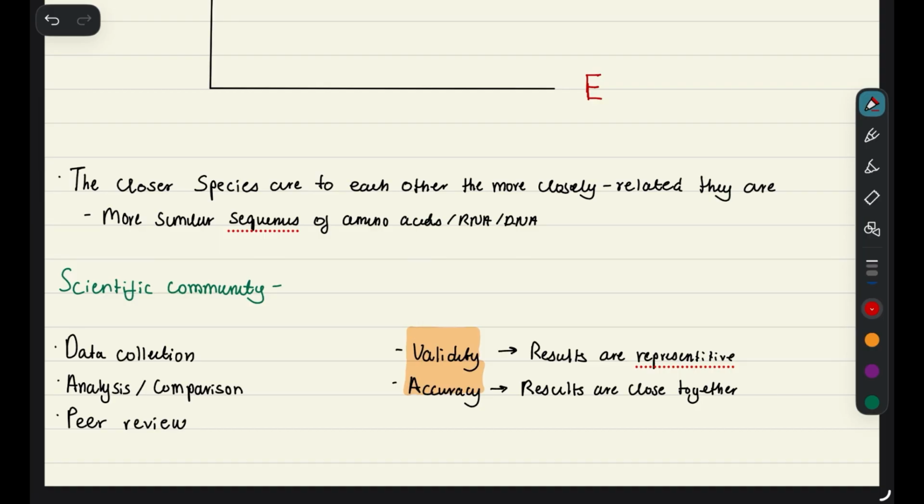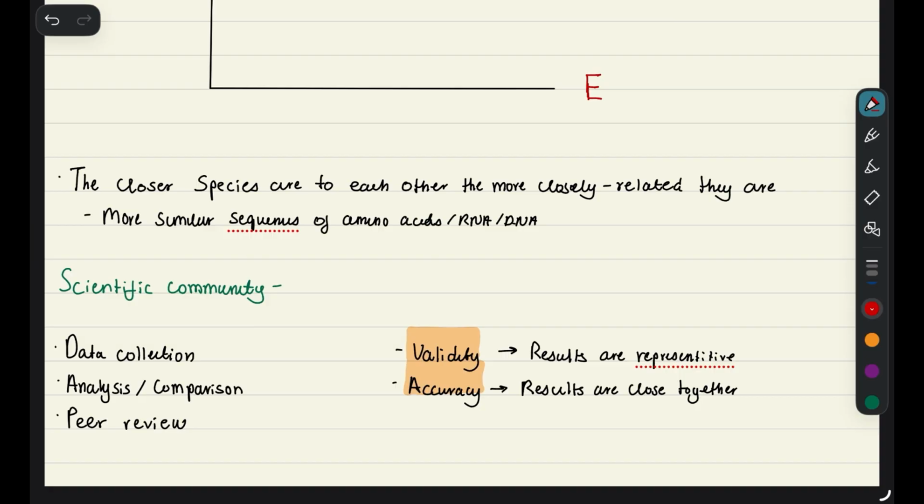Now, accuracy is a bit different. Accuracy is just that the results of my experiment are close together. So say, for example, I do an experiment and all of my results are about 5 units. That means that my results are pretty accurate because I'm normally getting the same thing. However, say the true value is 10 units. Then my results of 5 units aren't valid, right? They are not representative of the true value. Hence, it's not valid, but they were very accurate because they were close together.